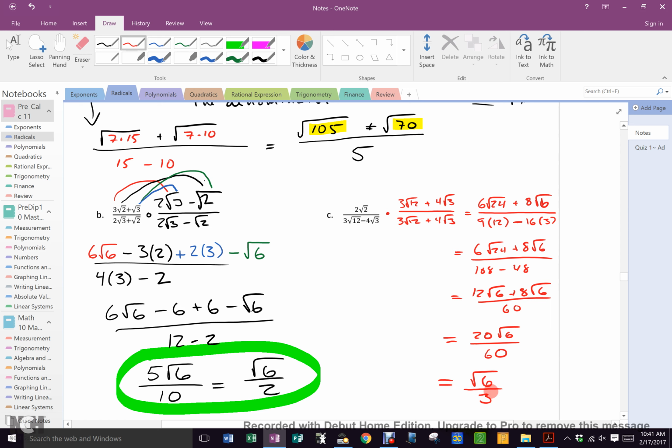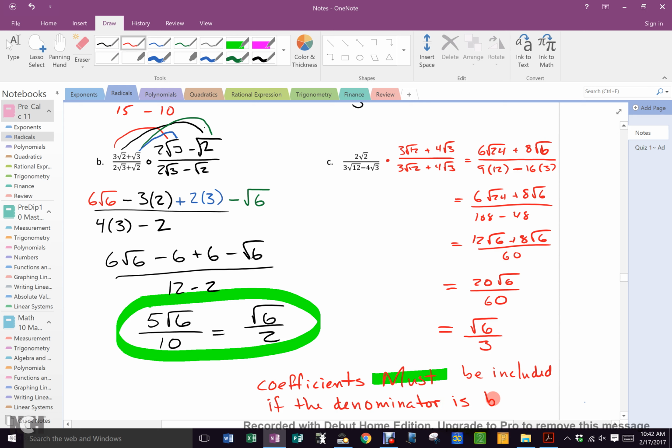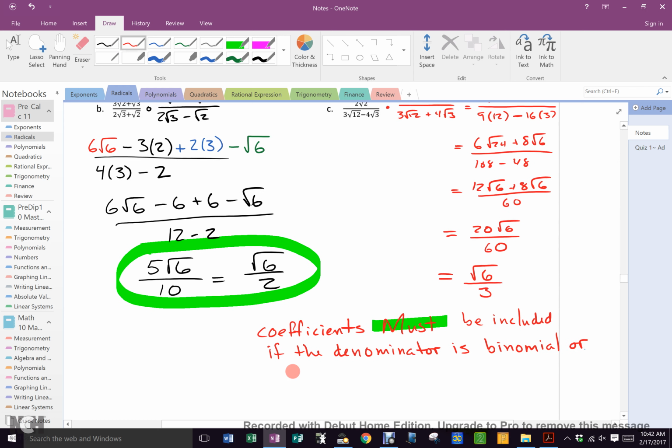That is the proper way to do it with all three methods. The point I'm trying to make is this. Coefficients must be included if the denominator is binomial or larger.